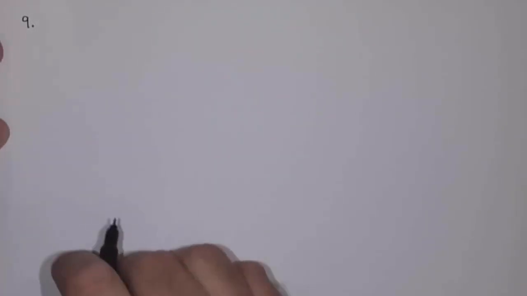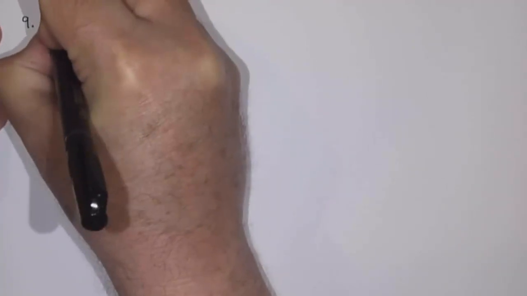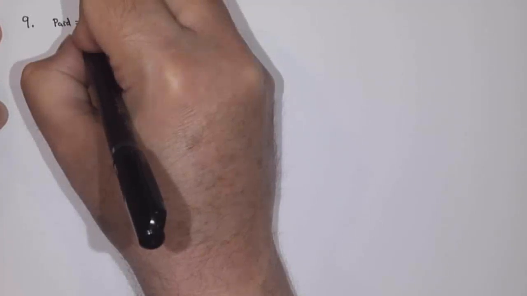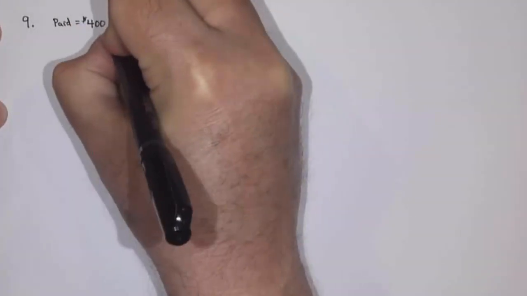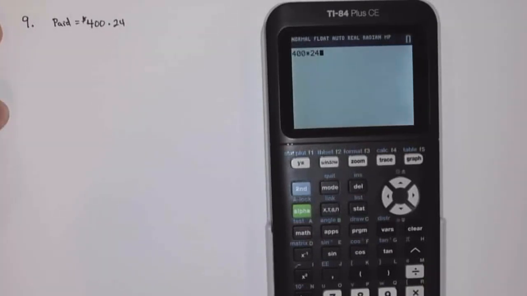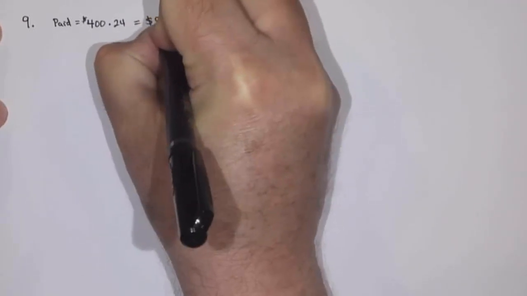So, problem 9, again, we know that we have an $8,000 car loan that we're going to pay off in 24 monthly payments of $400 each. So let's first of all figure out how much we actually paid back. So we actually paid 24 monthly payments of $400 each. So if I take $400 times 24, we actually paid $9,600 for the car.